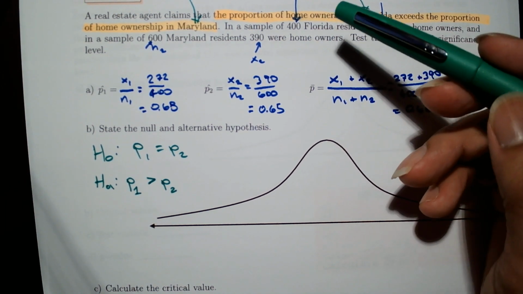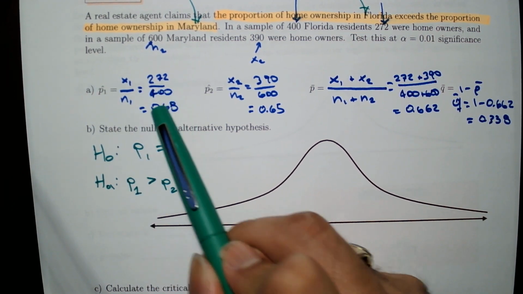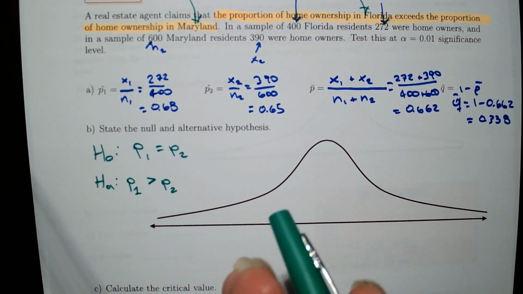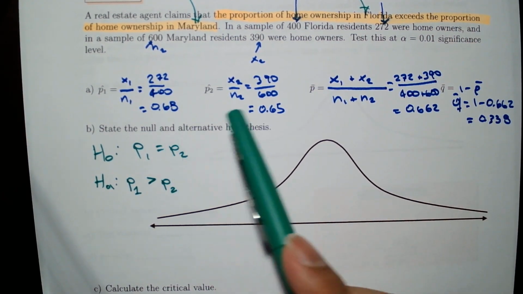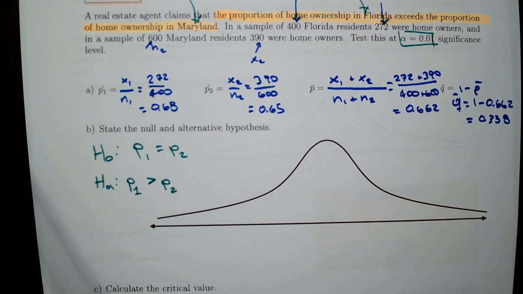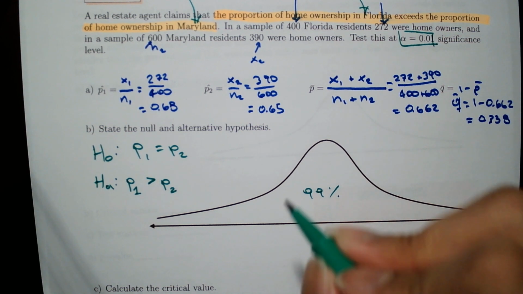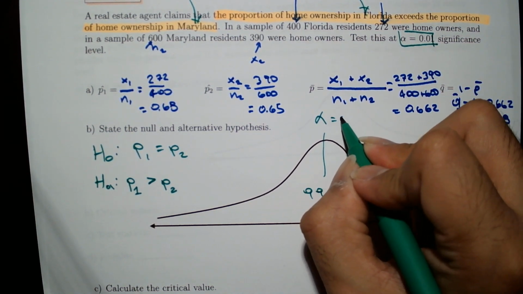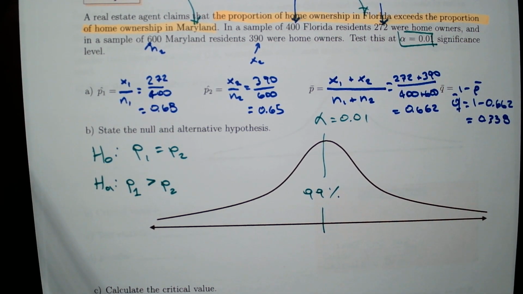And if you look at the numbers, Florida, which is P1, 0.68, is bigger than 0.65. Clearly, or apparently, that indeed exceeds. However, we need statistical evidence. And in this case, at an alpha of 0.01 significance, that's a 99% precision. Let's see what's going to happen here.